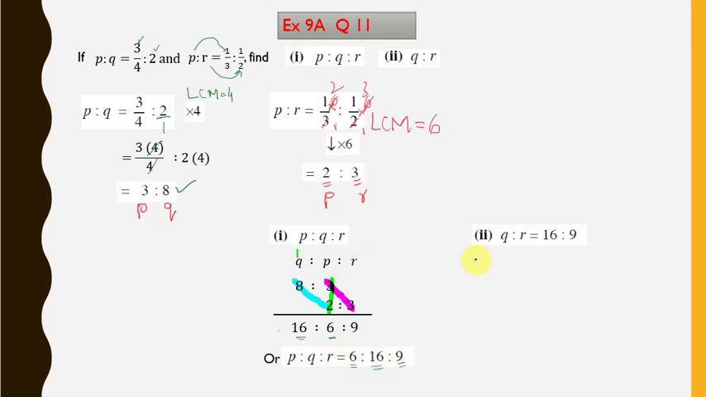Now if you look at part 2, it is q is to r. So q is 16, right? It is 16, and r is 9. So 16 is to 9. That will be our answer.